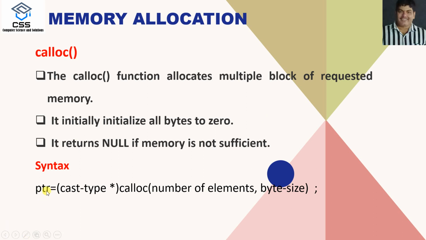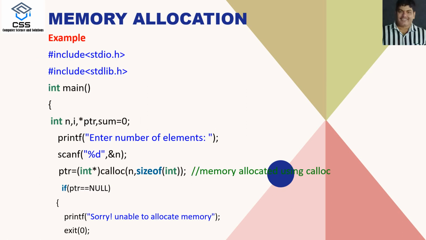What is its syntax? Similarly: pointer variable, cast type for the pointer, calloc, number of elements, comma, space consumed by the data type. If the number of elements is n and each element takes 2, it is n comma 2, whereas in the case of malloc we write n into 2. That is the difference. Otherwise, the rest is the same.